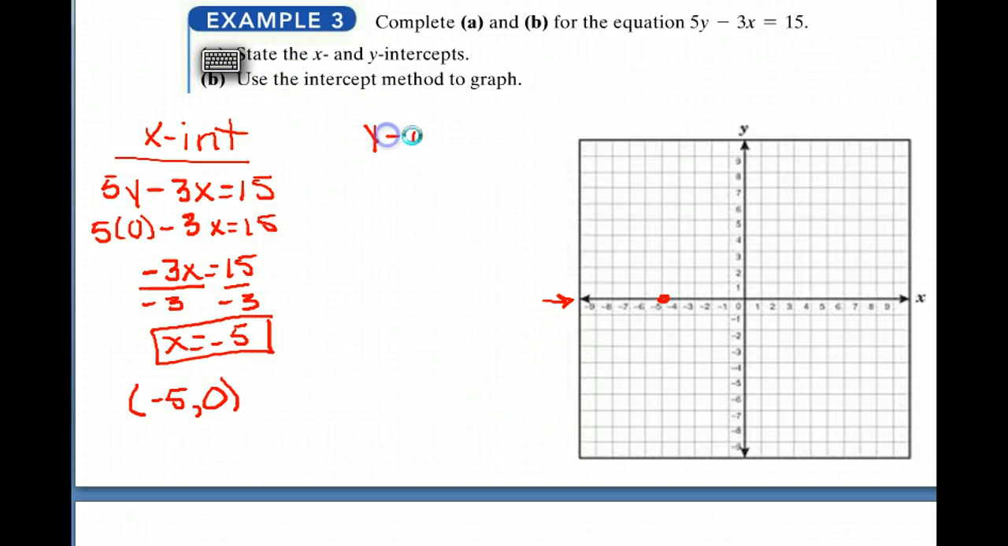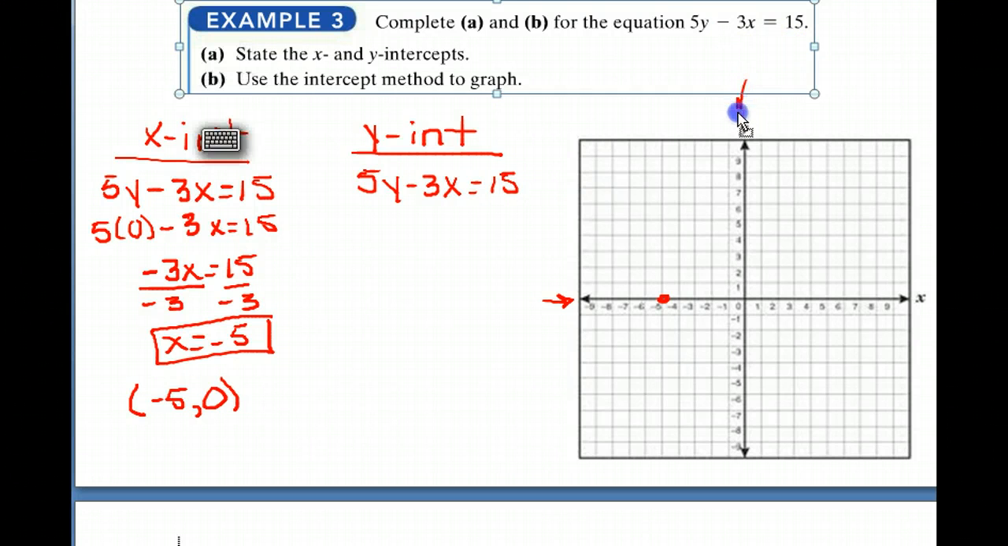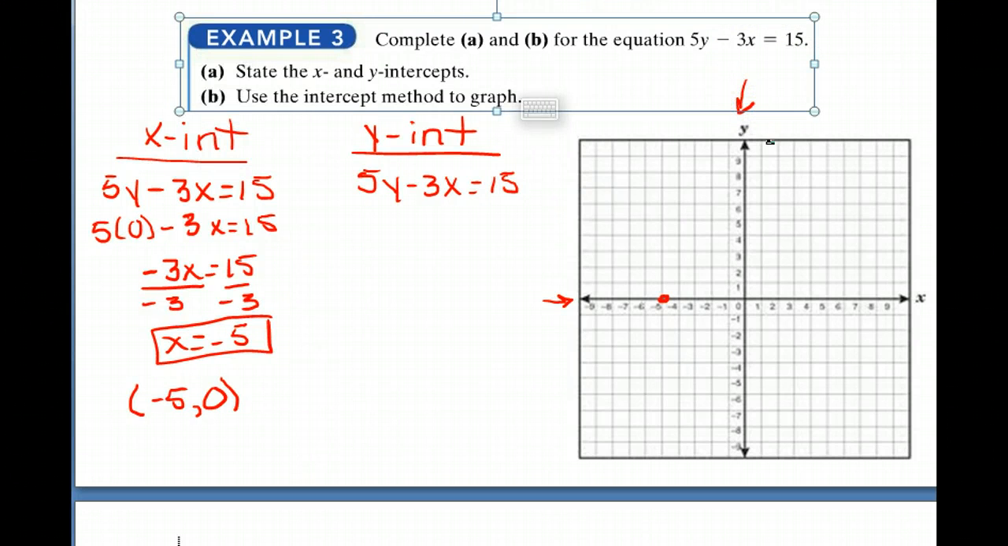Next, we're going to work on finding the y-intercept. So I'm going to repeat the writing of my equation. Now, when I cross my y-axis, we should see that the x value will always be 0. So since the x value will always be 0, we're going to plug 0 in for x and solve for y. So just remember, when you're solving for your x-intercept, you're solving for x. When you want your y-intercept, you want y.